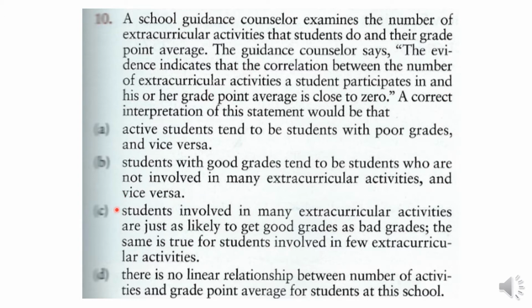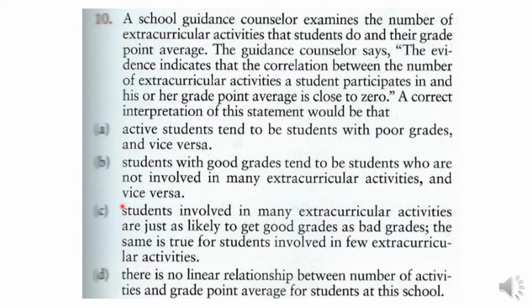Now C is going to be part right, part wrong. It says that students involved in many extracurricular activities are just as likely to get good grades as bad grades. That's the incorrect part. It says the same is true for students involved in few extracurricular activities. All right, so the grain of truth in C is that students involved in many extracurricular activities are no more likely to get good grades than students who are involved in few extracurricular activities.